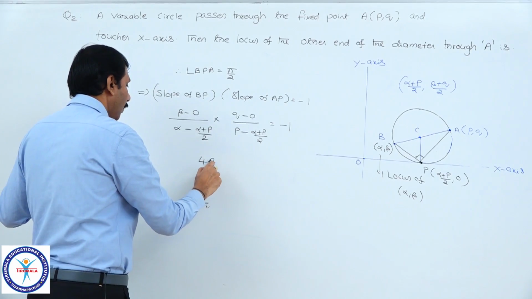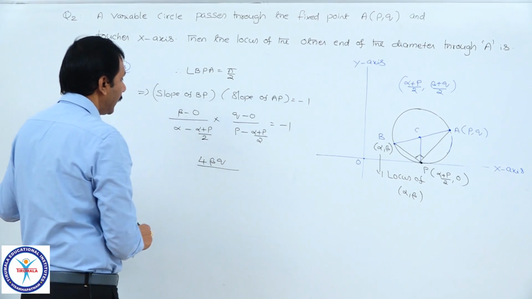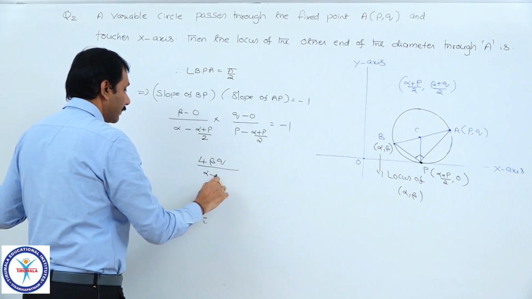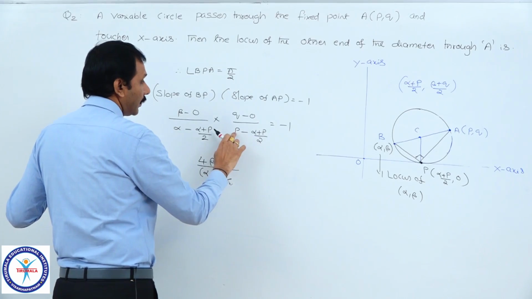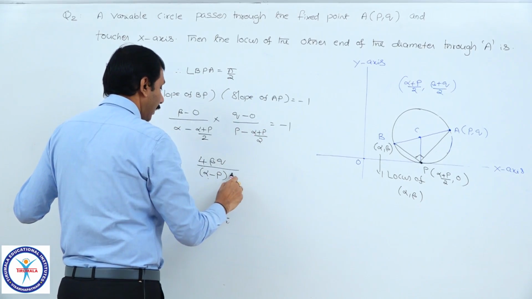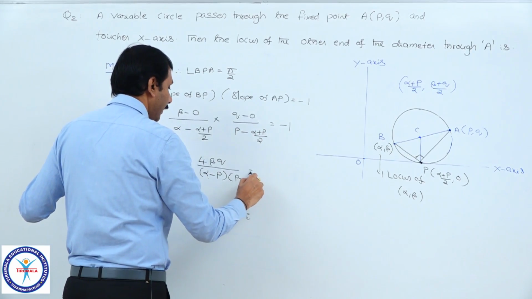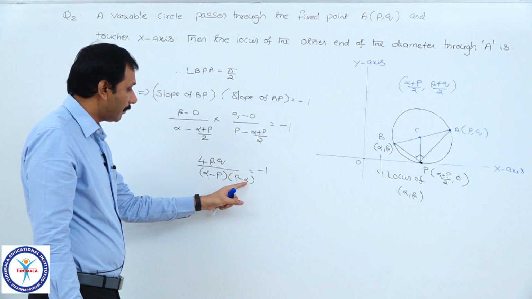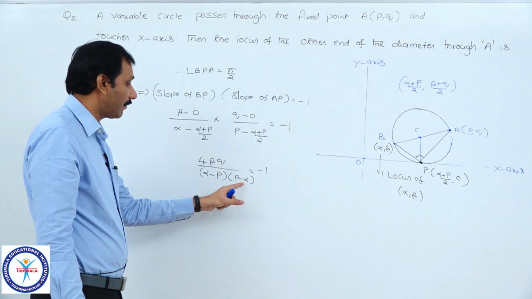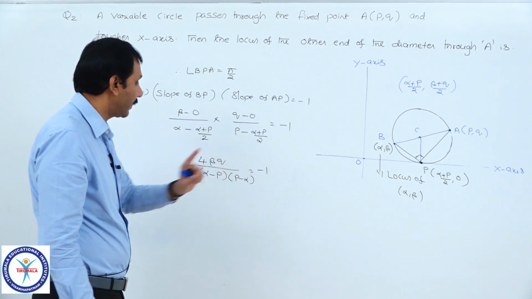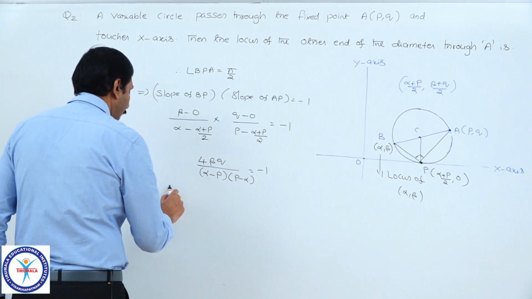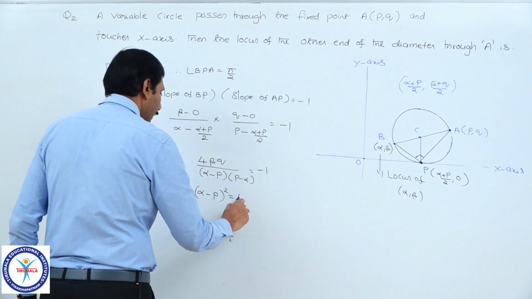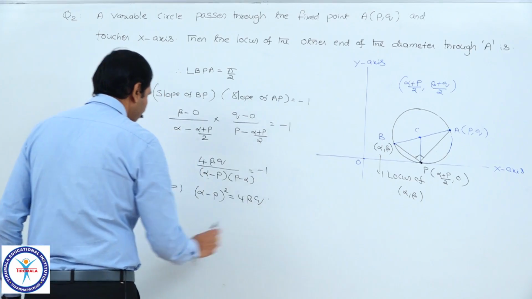It is 4 beta q by denominator 2 alpha minus alpha, alpha minus p. It is 2p minus p minus alpha, it will become equal to minus 1. Here alpha minus p, I will take minus common, it is minus of alpha minus p, and I will take that side, that will become plus. Therefore, on cross multiplication it will become alpha minus p whole square equal to 4 beta q.